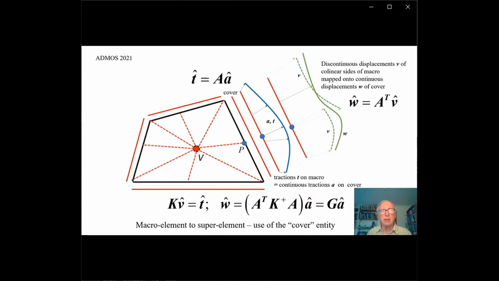The sufficient condition is now applied via a new entity termed a cover, indicated by the solid red lines around the quadrilateral. 2 roles are associated with it. One is to map continuous tractions, in blue, onto a pair of collinear sides. The second role is to map side displacements, dashed green lines, which are generally discontinuous, onto continuous cover displacements, the solid green line. These dual maps lead to a flexibility matrix G, which transforms cover tractions to cover displacements.